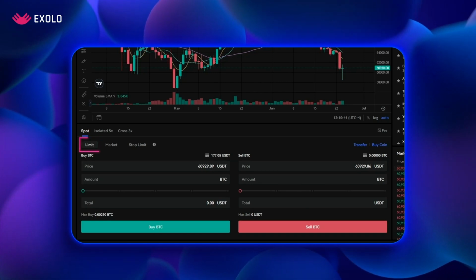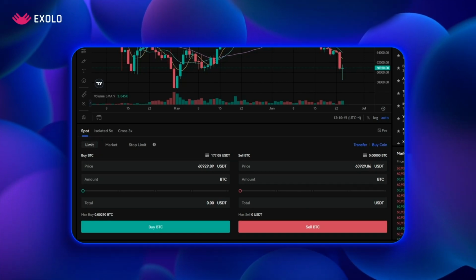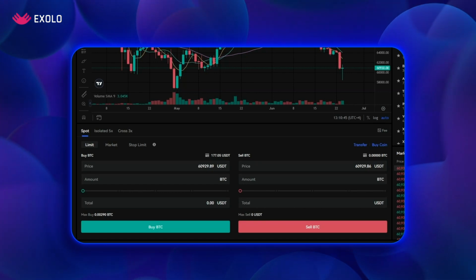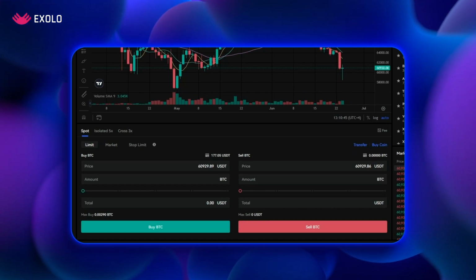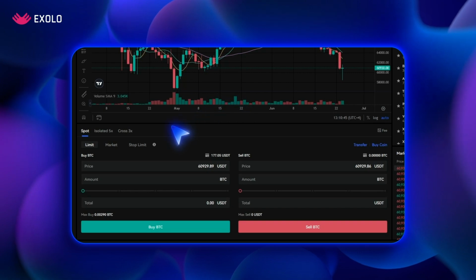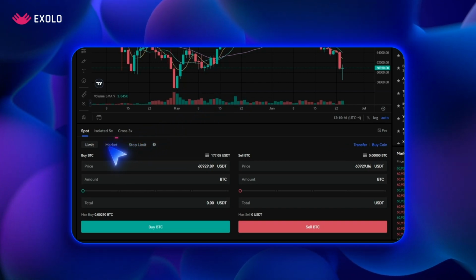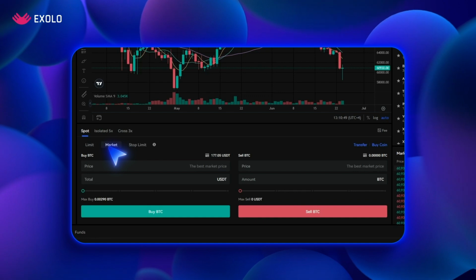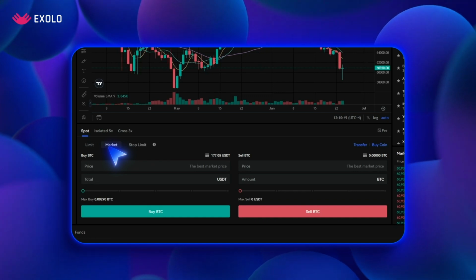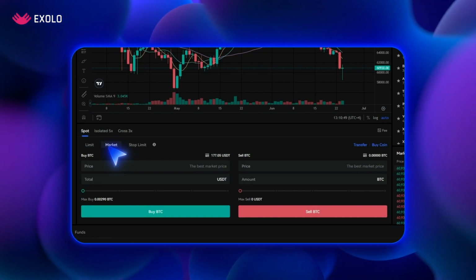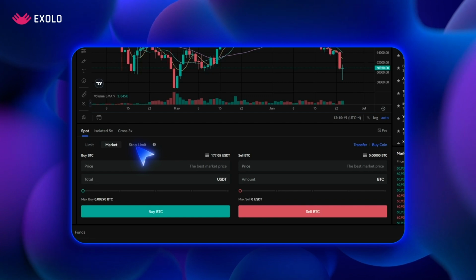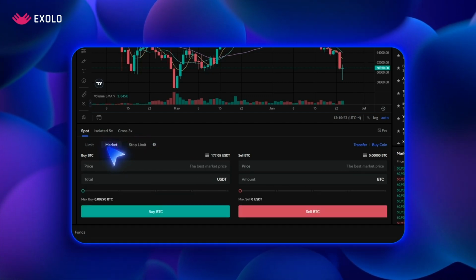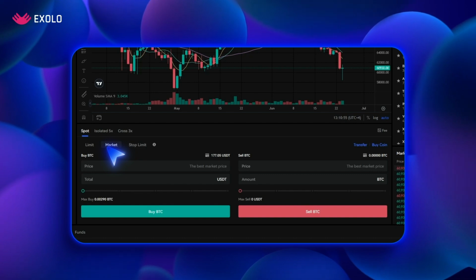1. Limit order. An order to buy or sell at a specific price or better. This type of order is not executed immediately but waits until the market price reaches the specified limit price. 2. Market order. An order to buy or sell immediately at the current market price. This type of order is executed instantly according to the order book. 3. Stop limit order. An order that becomes a limit order once a specified stop price is reached.